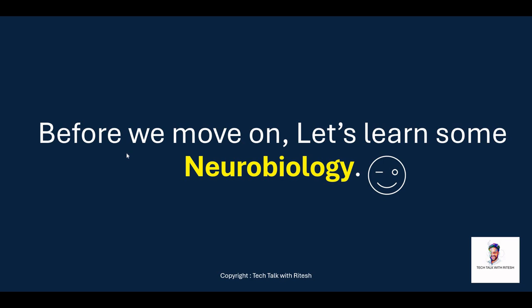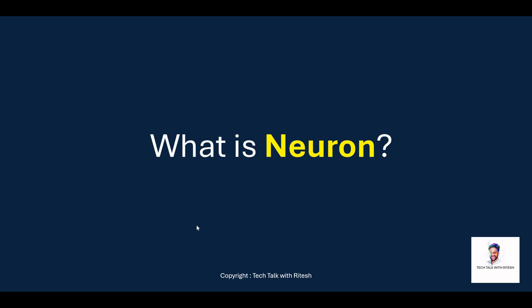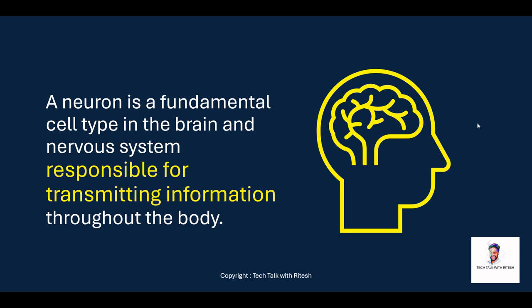So let's learn neurobiology before we move on to further topics. Okay, the question is, what is a neuron? A neuron, and this is human, within the human brain, is a fundamental cell type in the brain and nervous system responsible for transmitting information throughout the body. This image is not that complex, but if we really see the images provided by medical neurobiology systems, this is a neuron. Basically, this is a very complex system.